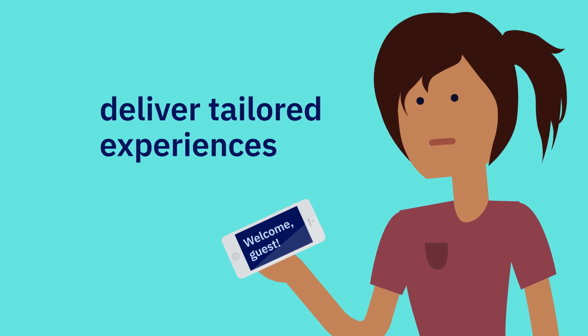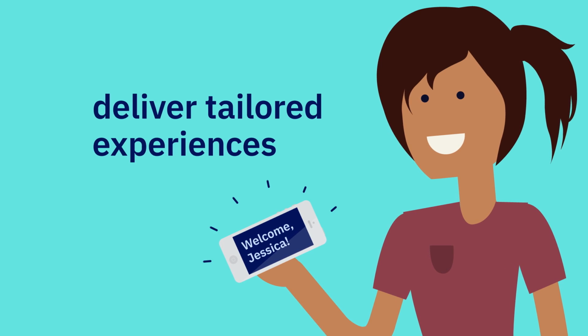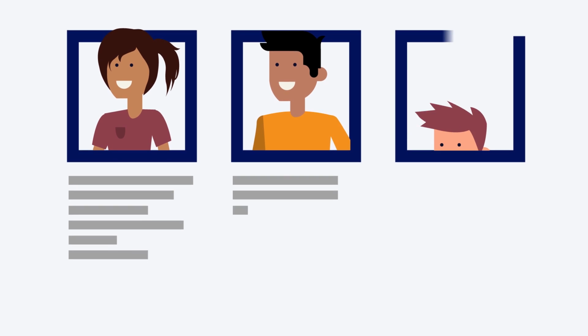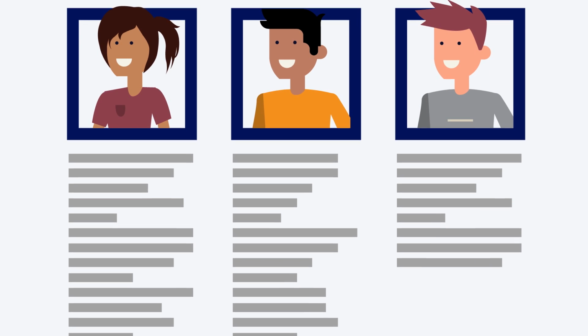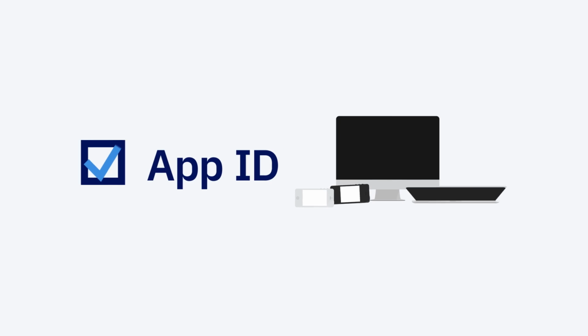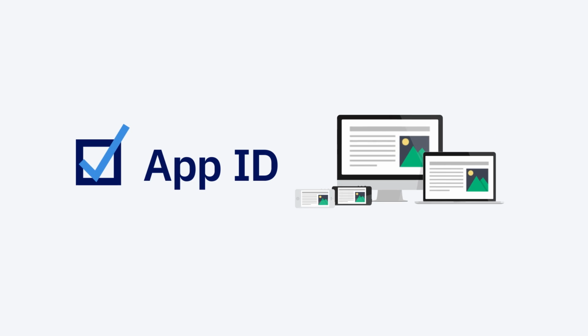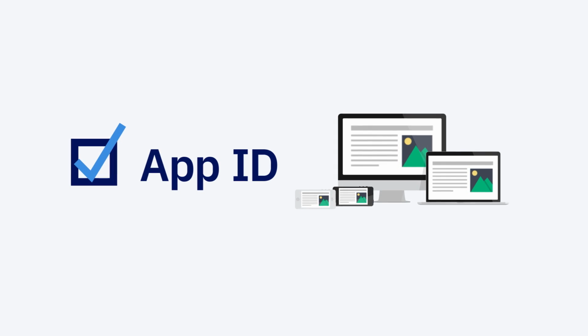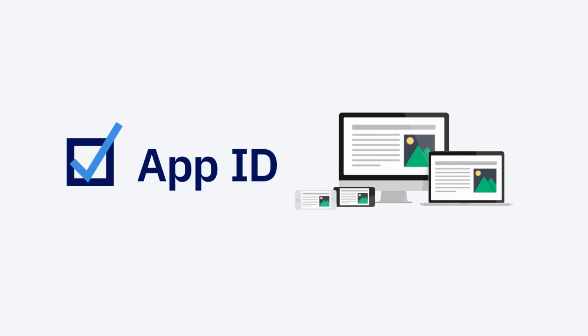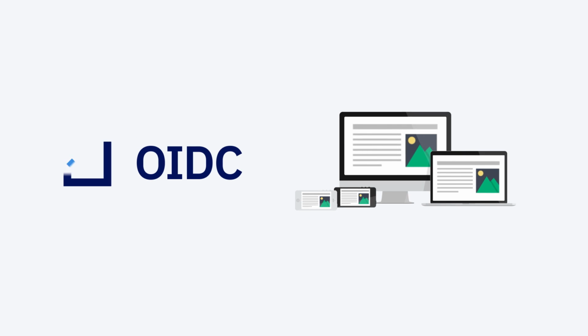App ID also helps you deliver tailored experiences for your users based on a variety of factors, like their app preferences. In App ID, you can store information about your users and let developers use this info for their apps. App ID is available for iOS, Android, and the web. And of course, it is built with open standards like OAuth2 and OIDC.